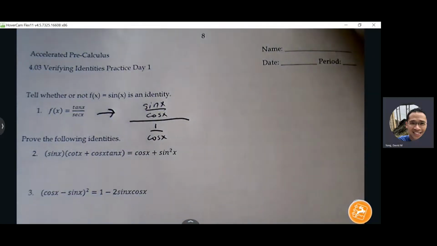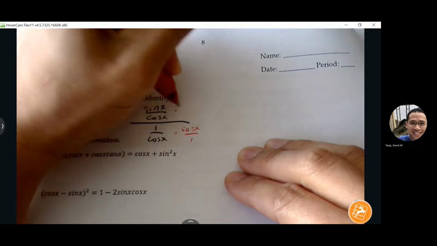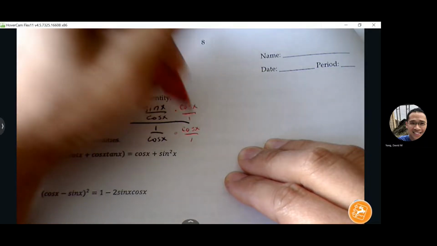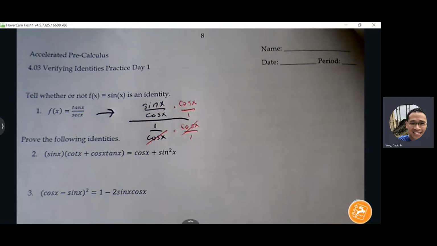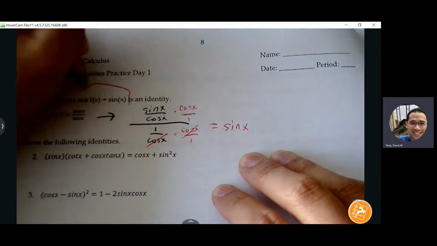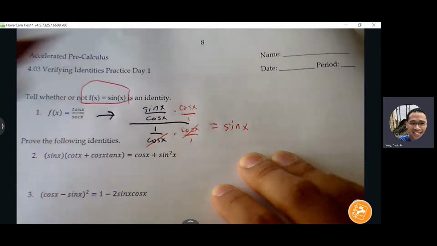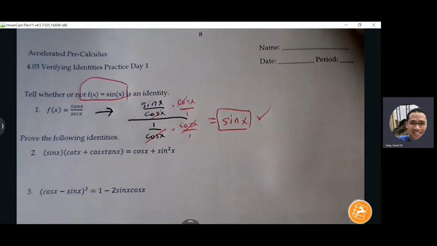So we can flip that denominator to the top. Cosine goes away. And then the numerator, that just turns into what? Sin x, and that matches what it's asking, right? Does the end result end up equal to sin x? It does. So yes, it is an identity.